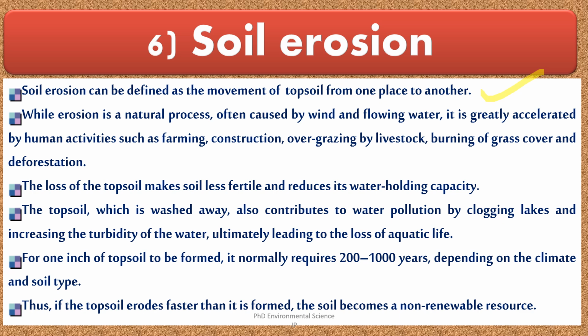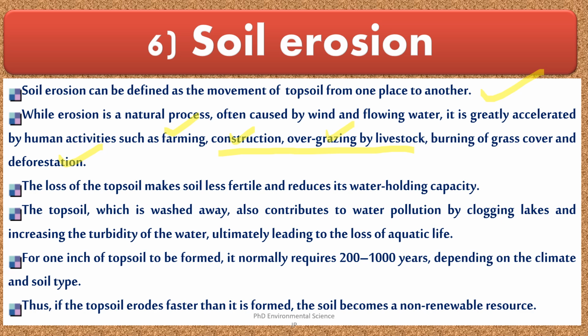And human activities include farming: intensive agricultural practices such as tilling, monocropping, and improper irrigation increase soil exposure to erosion. Construction: clearing land for construction sites removes vegetation that holds soil in place, making it susceptible to erosion. Overgrazing: livestock grazing beyond the carrying capacity of the land reduces the vegetation cover, exposing soil to erosion. Deforestation and burning: removing trees for logging or burning vegetation for land clearance reduces the root systems that stabilize soil, leading to erosion. Now, what are the effects of soil erosion?